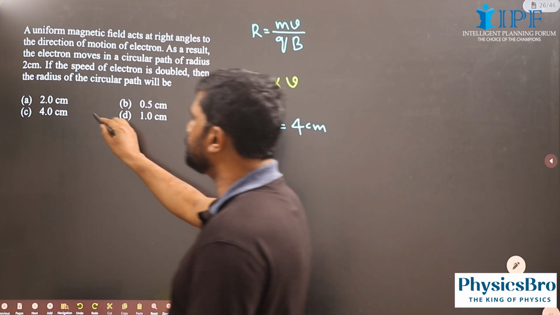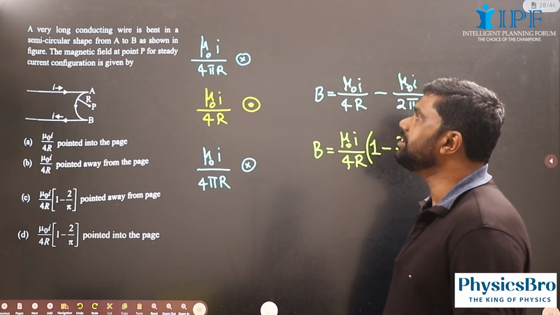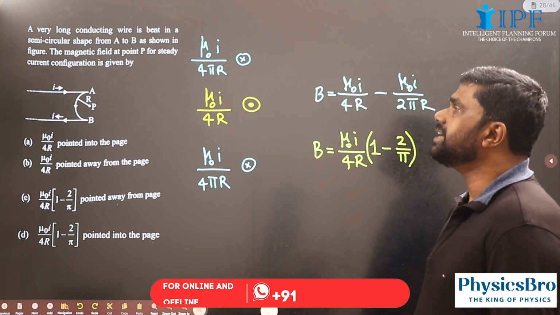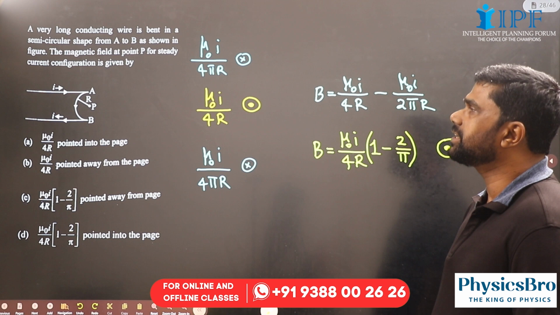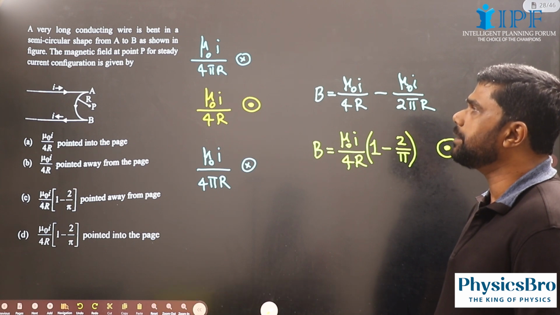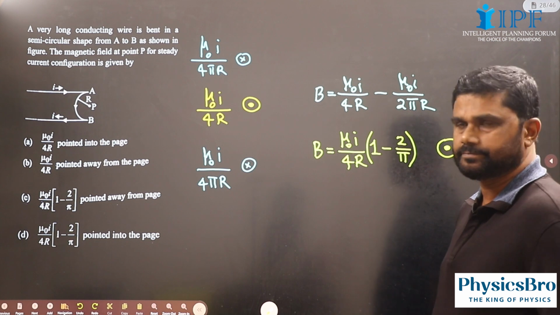So now it must be twice or 4 centimeter. Okay. A very long conductive wire is bent in a semicircular shape from A to B as shown in the figure. The magnetic field at a point capital P for steady current configuration is given by.